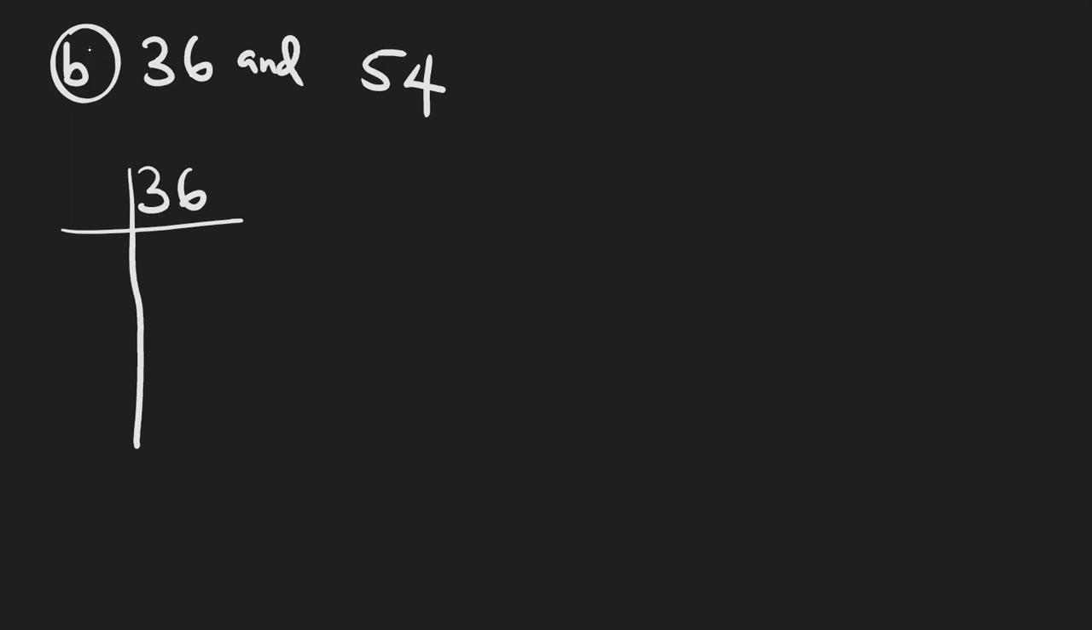Our prime numbers now are 2, 3, 5, 7, 11, and so on, right? So the first thing, 2. Can 36 divide 2? Yes. 36 divided by 2 is 18. So we say 18. Can 18 divide 2? Yes. How many times? 9 times, right? Can 9 divide 2? No. So you have to leave it. Go to the next one.